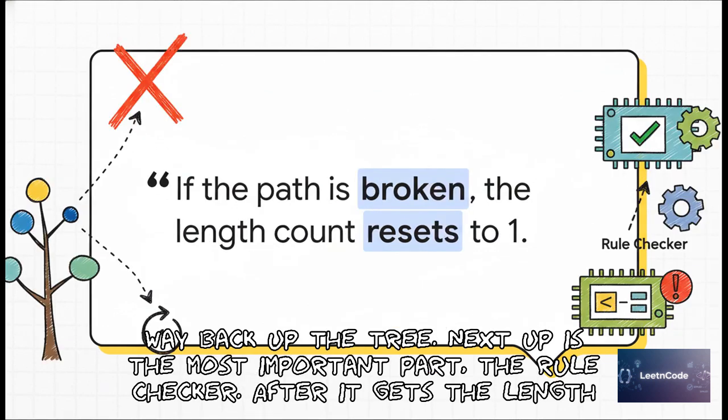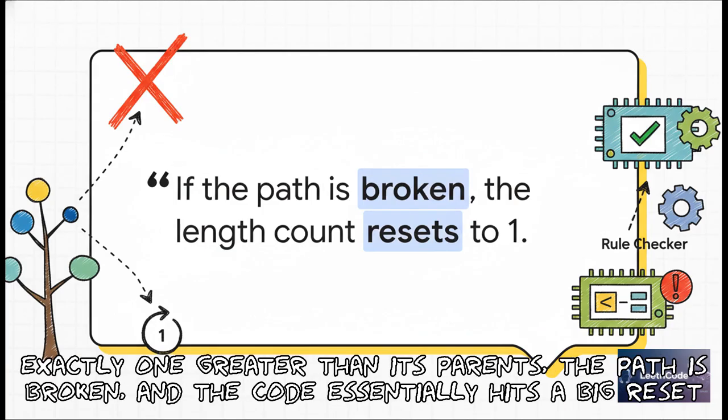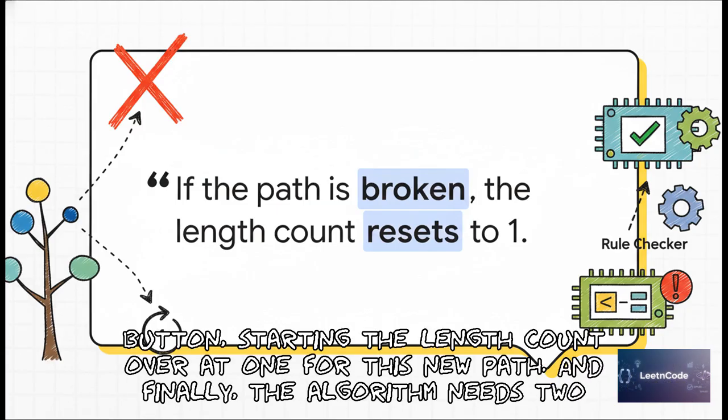Next up is the most important part, the rule checker. After it gets the length from a child, the logic checks, hey, was that path actually consecutive? If a child's value isn't exactly 1 greater than its parent's, the path is broken, and the code essentially hits a big reset button, starting the length count over at 1 for this new path.